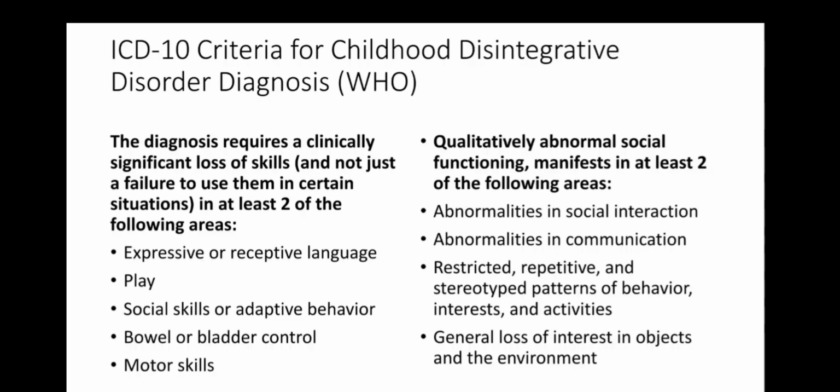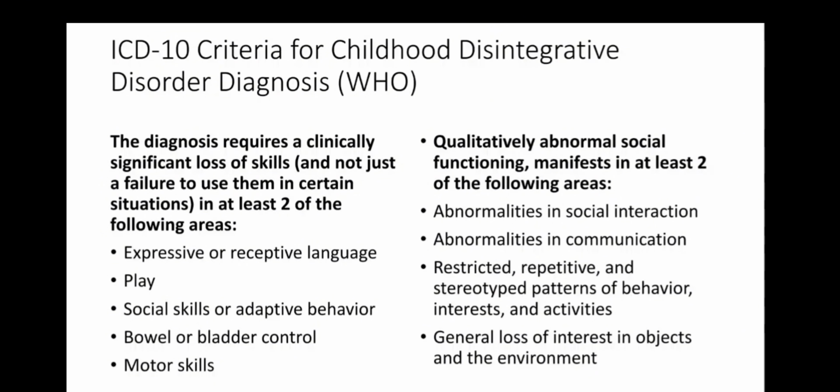Diagnostic criteria of autism spectrum disorder. ICD-10 criteria for childhood disintegrative disorder diagnosis. So, normal development up to the age of at least 2 years. The presence of normal age-appropriate milestones are achieved in the areas of communication, social relationships, play, and adaptive behavior. A definitive loss of previously acquired skills at the onset of the disorder.